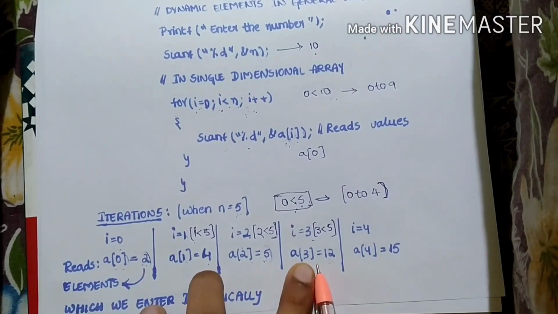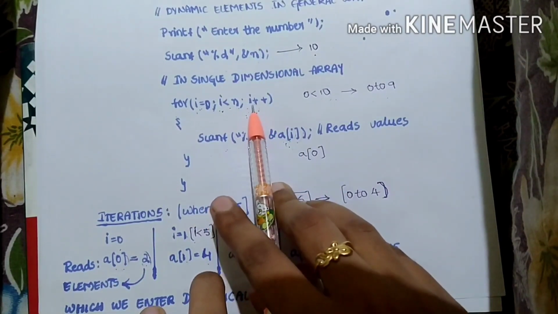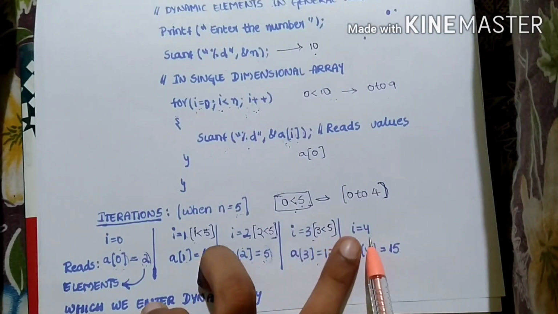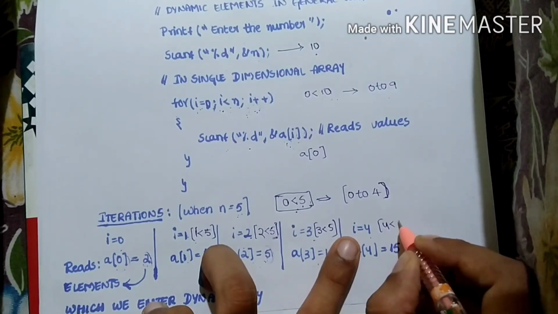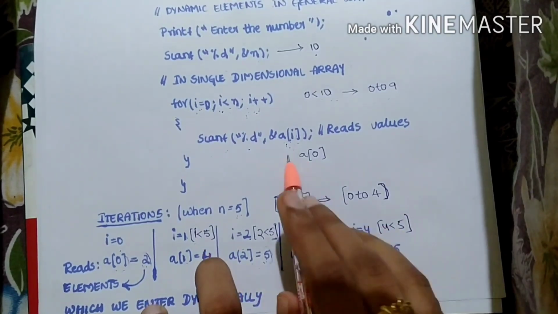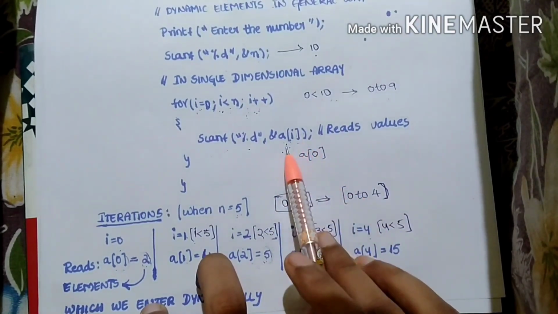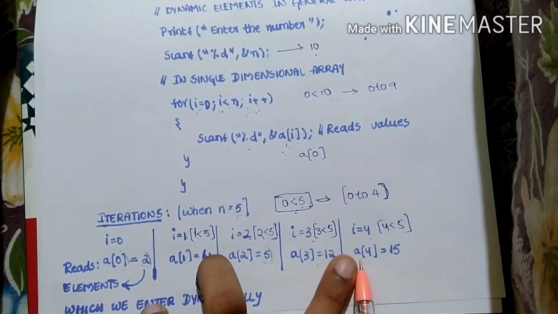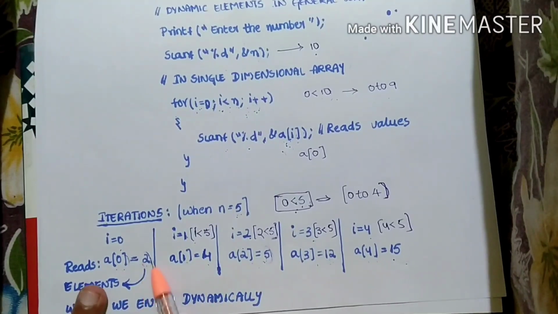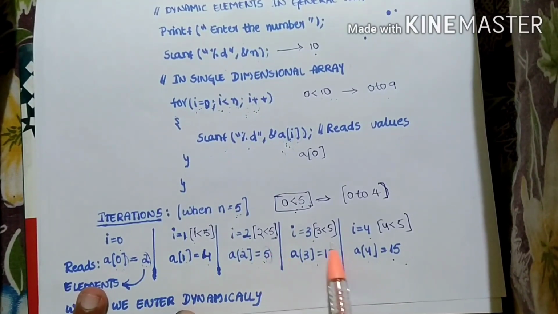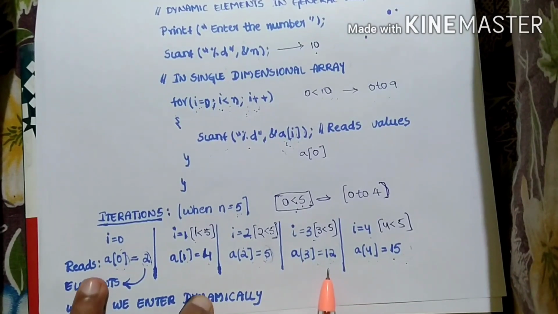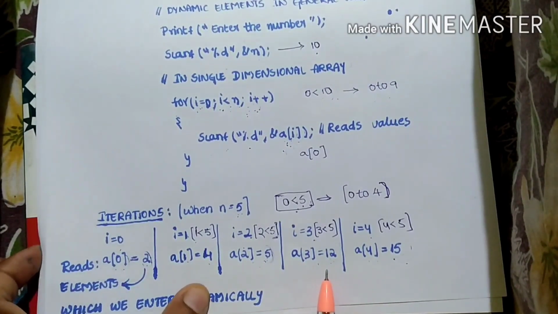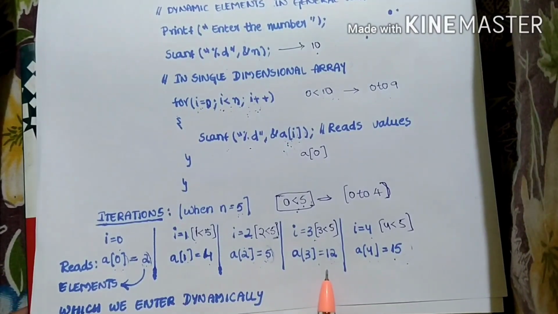And then again the i value gets incremented. So 3 becomes 4, checks the condition. 4 is less than 5, true. So it comes into the loop and stores in a of i. i is 4. So a of 4 is equal to any dynamic value, 15. I have entered this dynamically in the output. It is of our wish. Any value can be entered. It may be of any digits, no problem.